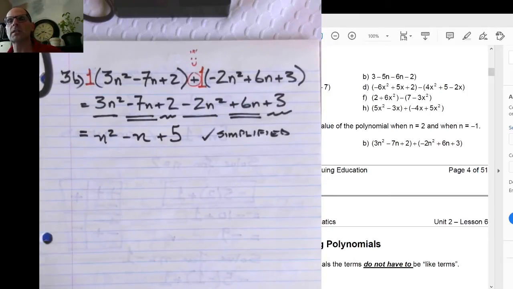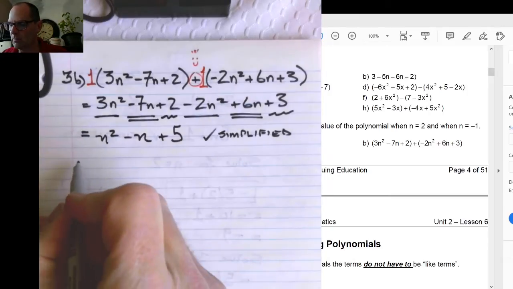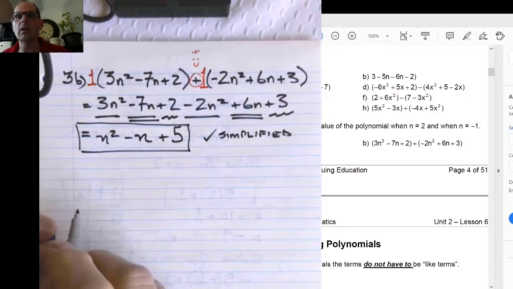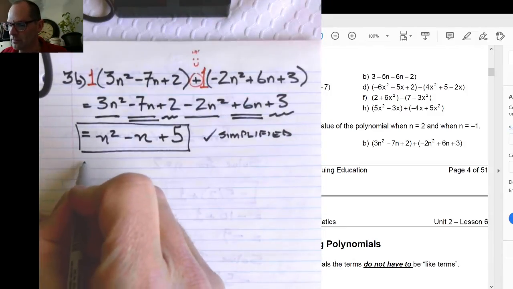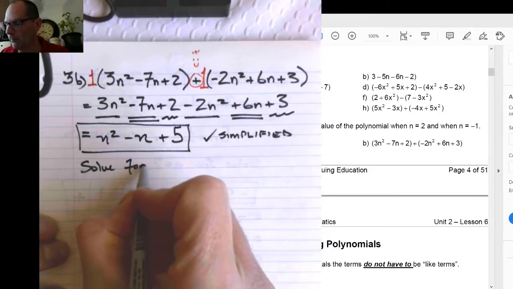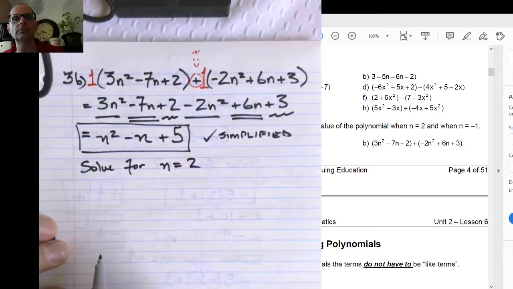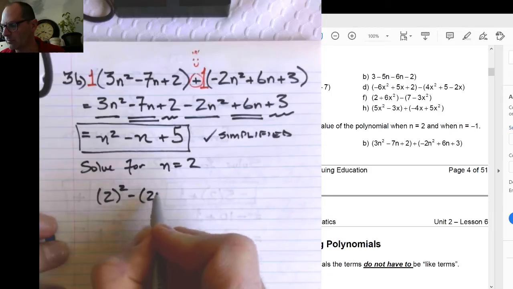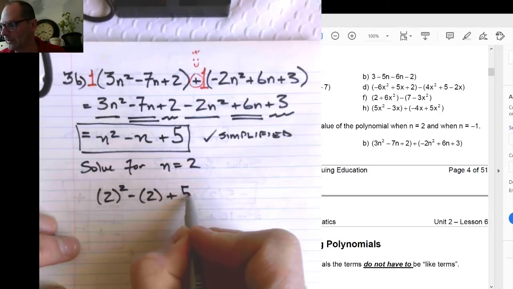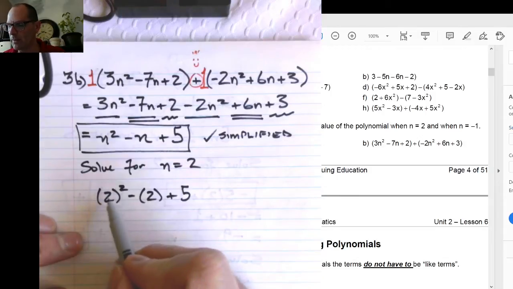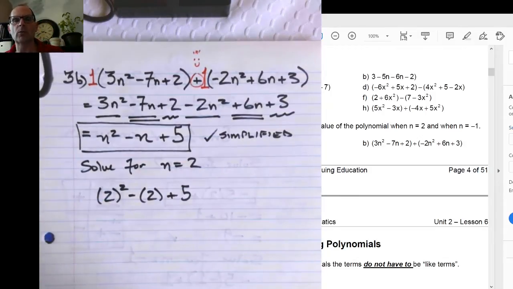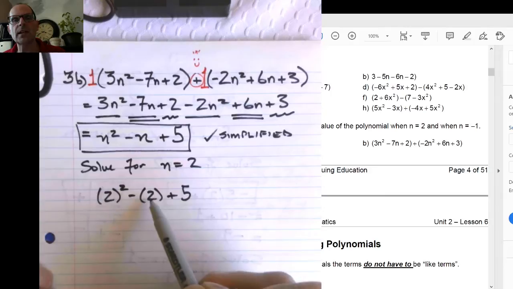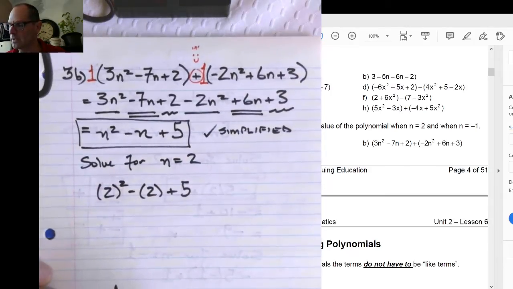Just like in part A, the question is asking us to now solve this expression. We need to solve this expression for the situation where n equals 2. So we'll take the expression and we will put 2 inside brackets, just like I mentioned before. Whenever you see the variable, the letter, substitute this value in by putting it inside brackets and rewrite the whole expression. So n squared becomes 2 squared, negative n becomes negative 2 inside our set of brackets there, and then the plus 5 just carries down.